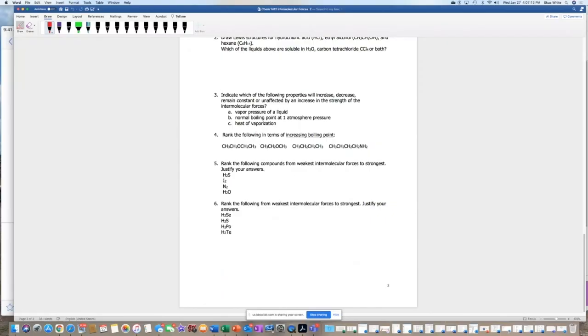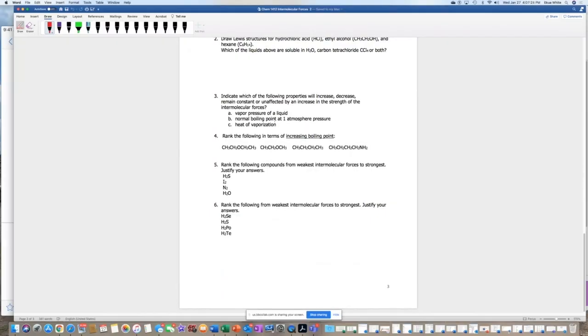Indicate which of the following properties will increase, decrease, or remain constant or unaffected by the increase in the strength of the intermolecular force. We can do three because we've covered three. If you increase the strength of the intermolecular forces, so the molecules are trying to stay more together than to move apart, which one will increase, decrease, or remain constant? We did all these three, so you can do that one.